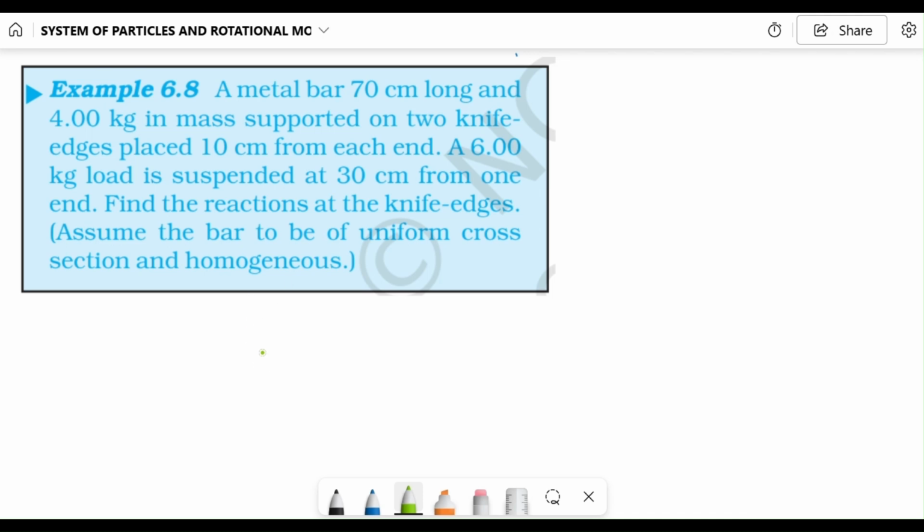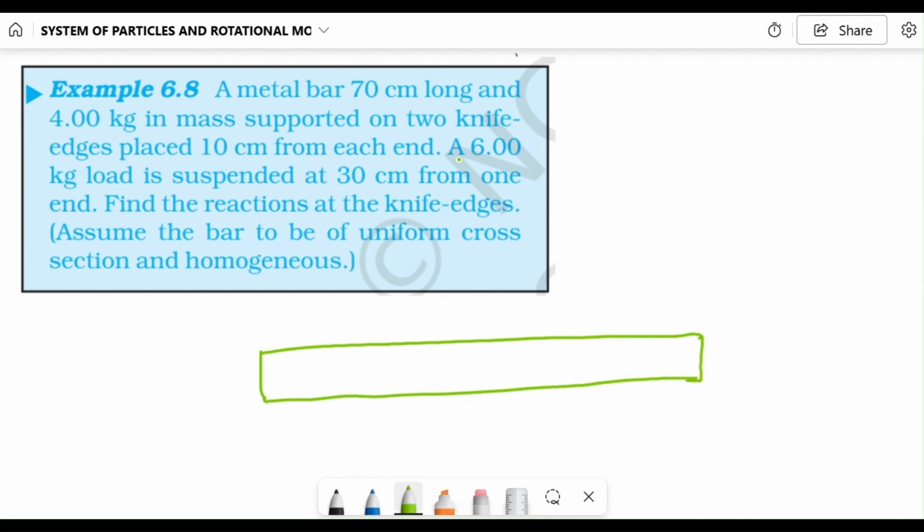A metal bar, let's say this is a metal bar, and this metal bar is 70 centimeter long and 4 kg mass. Let me write it here, the mass of this metal bar is 4 kg.